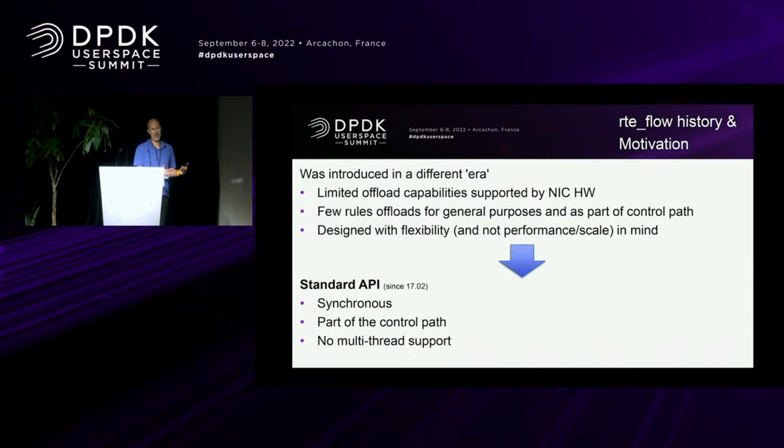Between 2018 and now, RT Flow actions grew from around 10 to 50, and the items moved from about 20 to more than 70 different items that RT Flow constantly supports. But during this time, it was designed to be synchronous, designed to be part of the control path. It was not designed to be multi-threaded. Again, the idea was flexibility and exposing the hardware.